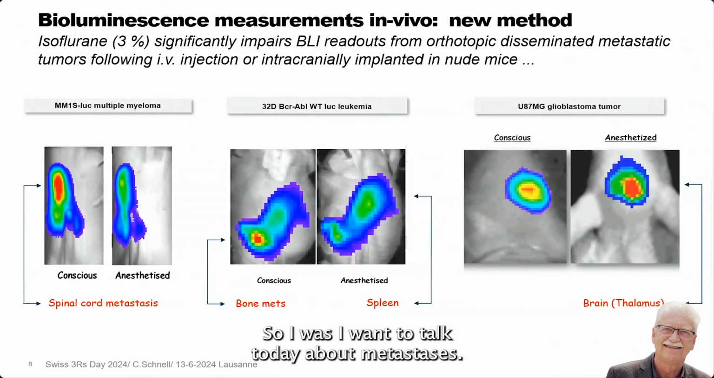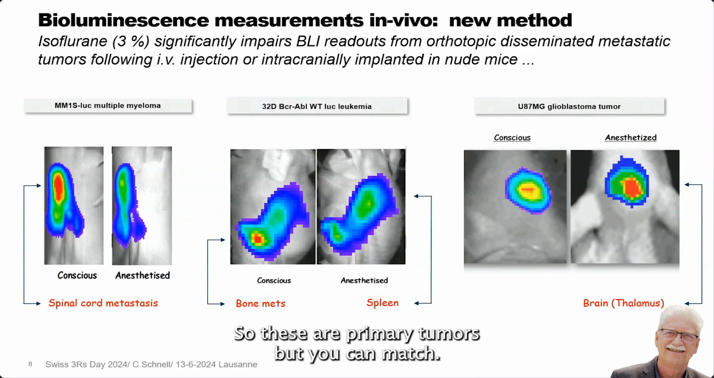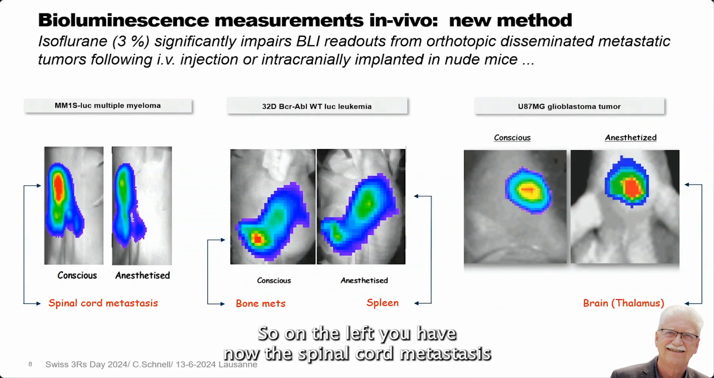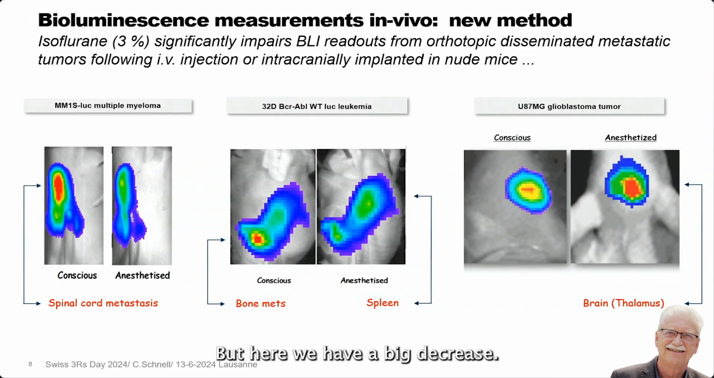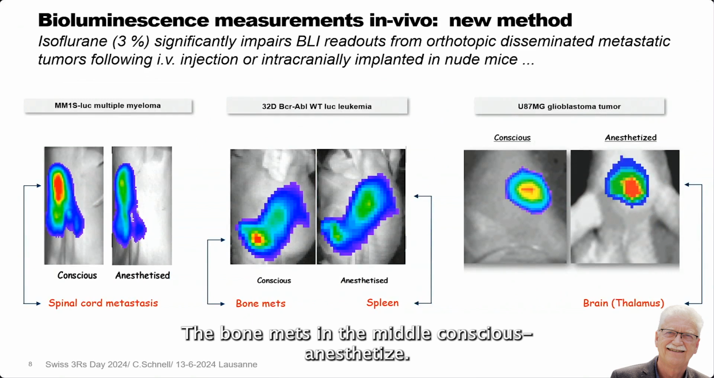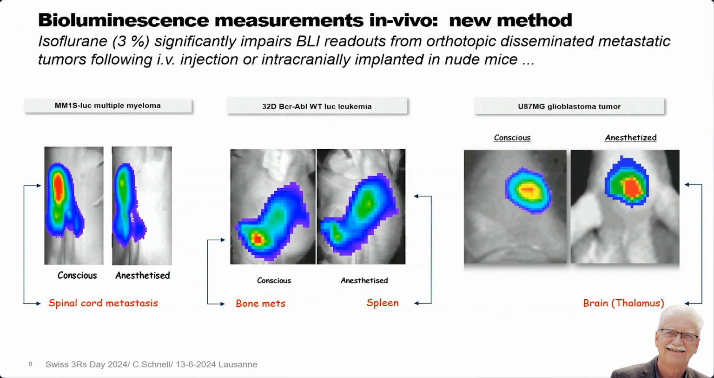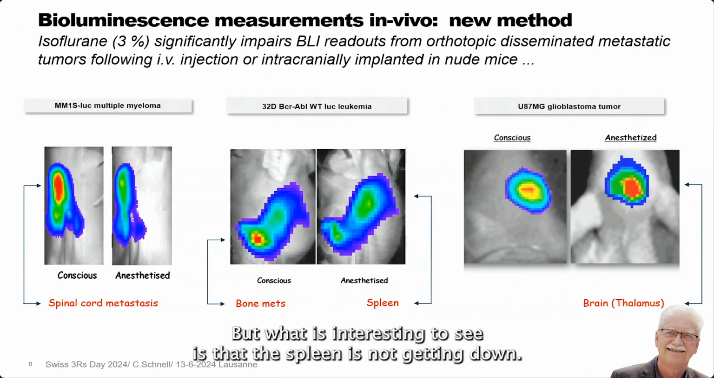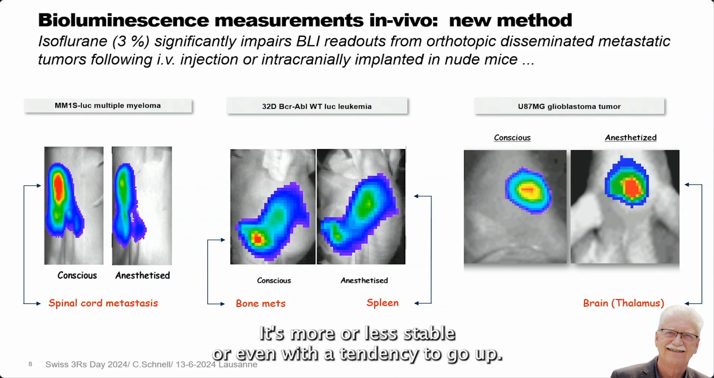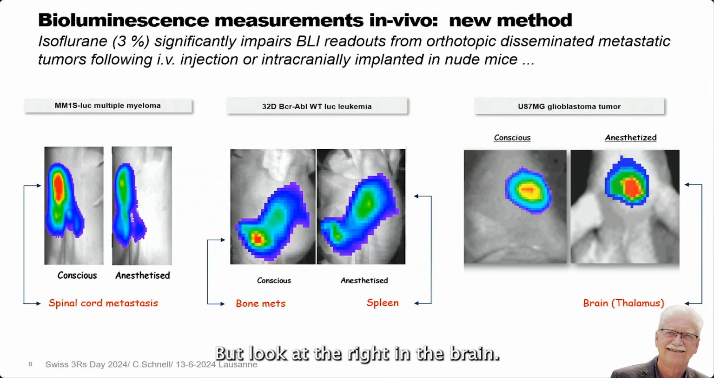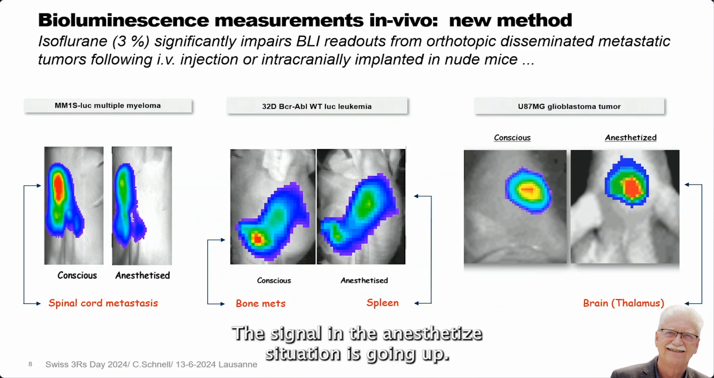And I think, why should we do that? So I want to talk today about metastasis. So these are primary tumors, but look at the mets here. On the left, you have the spinal cord metastasis, conscious versus anesthetized, quite clear. We have a big decrease. The bone mets in the middle, conscious, anesthetized. But what is interesting to see is that the spleen is not going down. It's more or less stable, or even with a tendency to go up. But look on the right, in the brain, the signal in the anesthetized situation is going up.